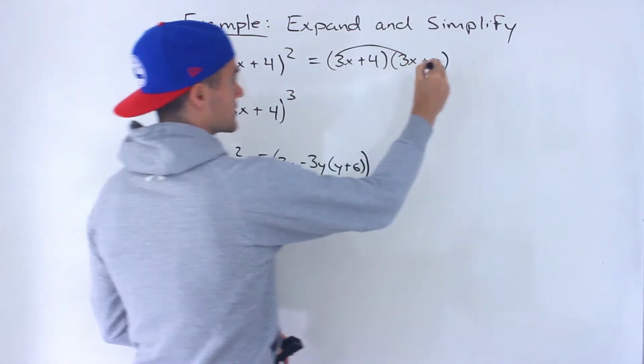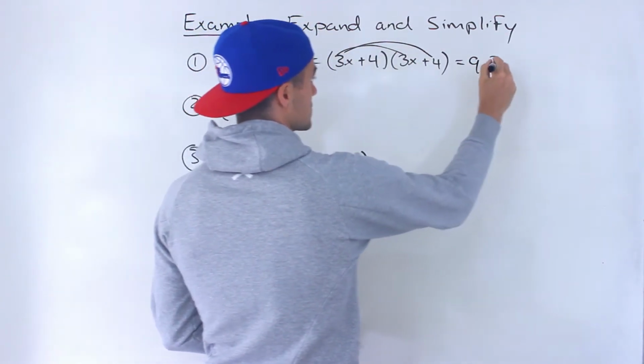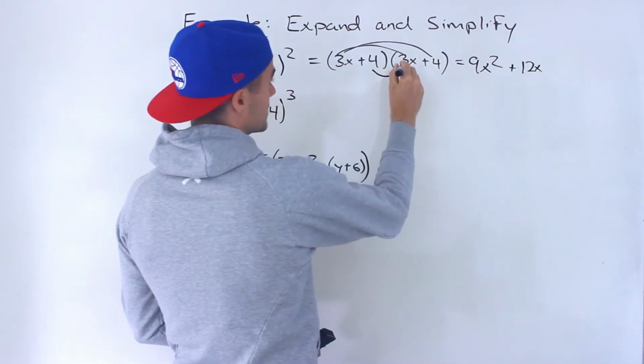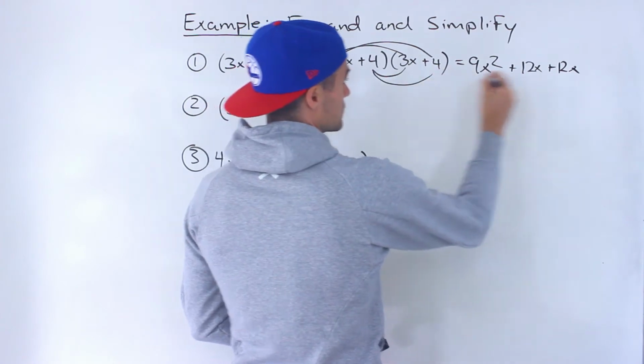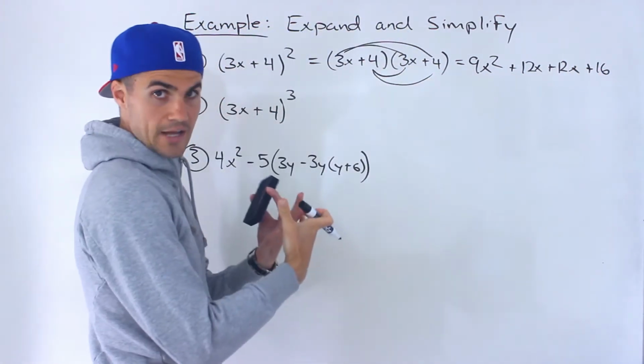Then we'll have 3x times 3x, which is 9x squared. Then we'll have 3x times 4, which is 12x. And then we have this 4 times 3x, which is 12x as well. And then we have 4 times 4, which is 16. So that's how you expand it.